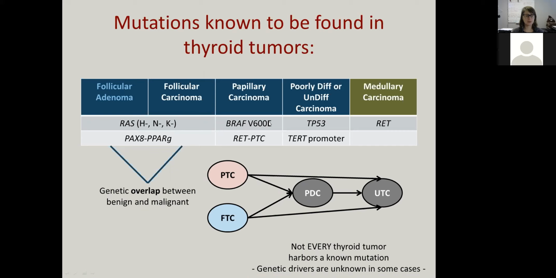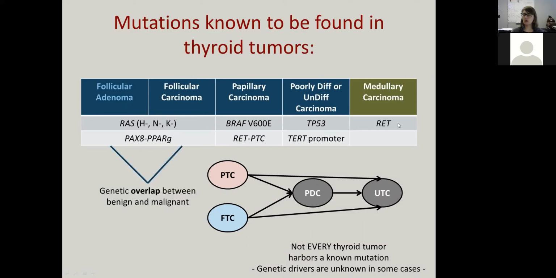Papillary exclusively has BRAF V600E and RET/PTC rearrangements. Both papillary and follicular can transform to poorly differentiated. Both can transform to undifferentiated or anaplastic, and poorly differentiated can also transform to undifferentiated or anaplastic. Once you start developing the higher grade poorly differentiated or undifferentiated, you start to develop additional molecular events such as TP53 mutation or TERT promoter mutation, both of which may signal a more aggressive thyroid cancer.